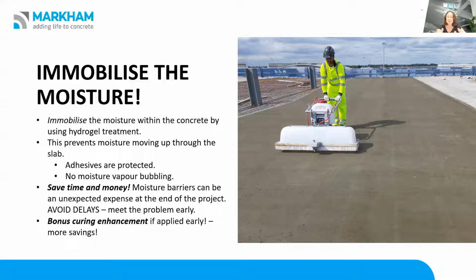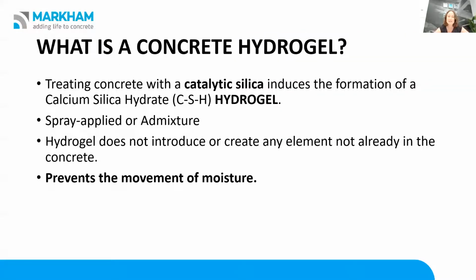And a hydrogel is similar to what you'll find in your baby's disposable nappies. So it transforms the moisture into that gel and doesn't allow leaks. And so that's working on a similar basis. We can save you time and money on that side of things by just treating it at time of pour.